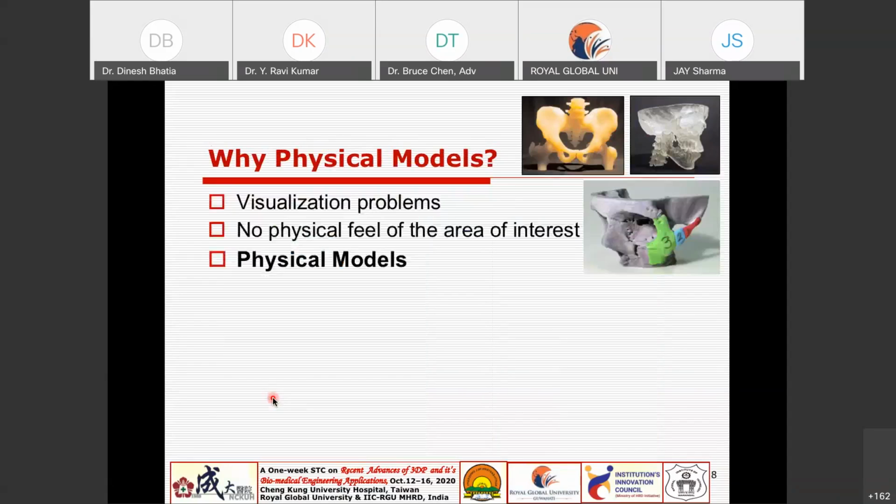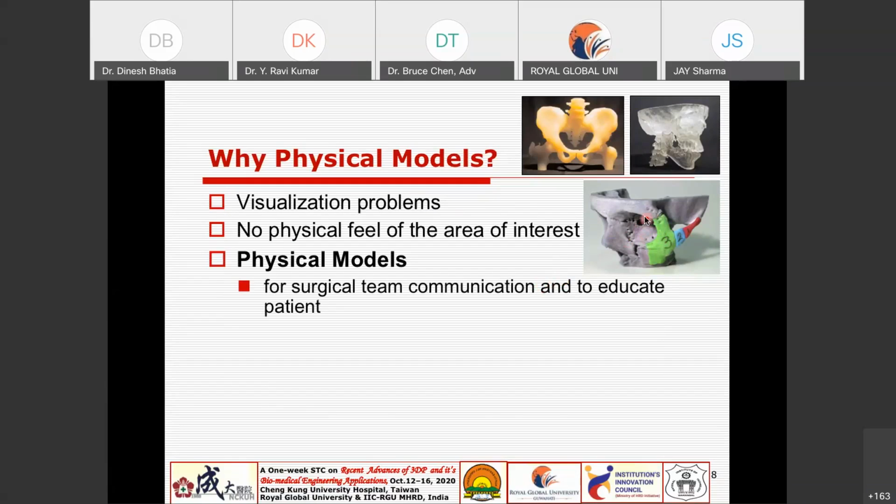So you have several tools. Then why specifically do you need the physical model? If you have a complex surgery, the physical model will give you a lot of scope, say a kind of touch and feel of the area of interest where he or she is working. So you have better communication with the surgeon.